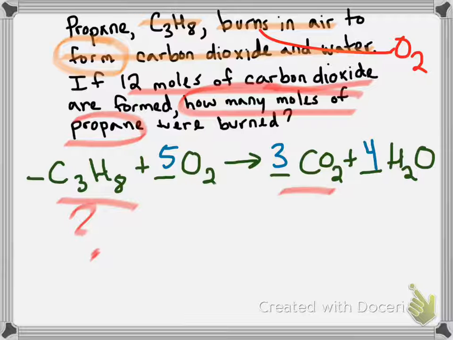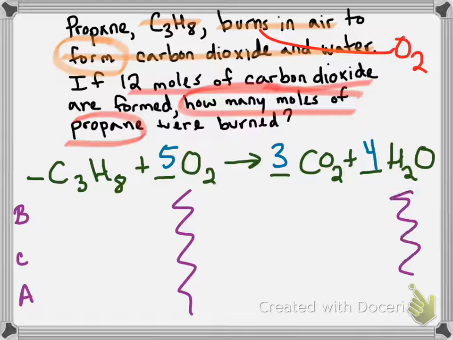Okay, so I've done step 2. Step 3 says use coefficients from the balanced equation to determine the mole ratio. Here my mole ratio is 1 to 3: 1 mole of propane can produce 3 moles of carbon dioxide. So keep that in mind. Then step 4 is to set up my BCA table and solve it. So I have my before, change, and after. I don't care about oxygen and I don't care about H2O. I only care about propane and carbon dioxide, because I am given carbon dioxide and I'm converting it into propane.